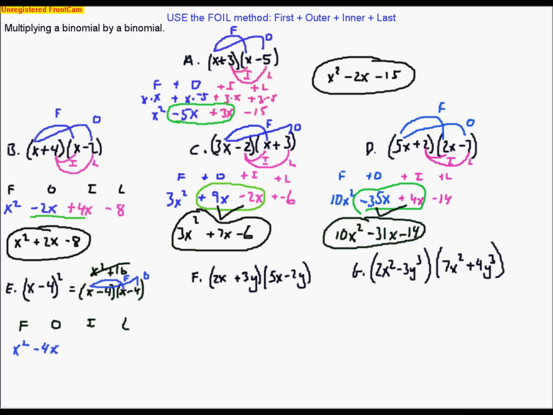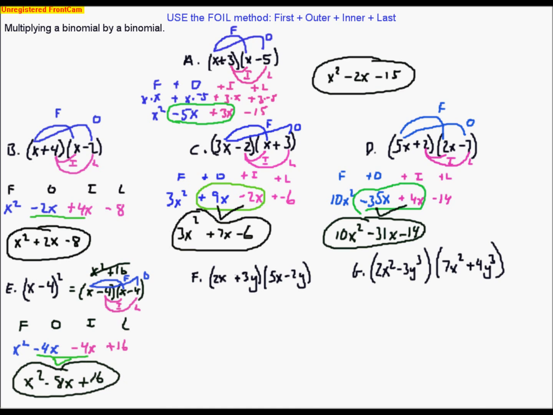Then we move on to the inside terms and multiply the negative 4 and the x. Makes another negative 4x. And then the negative 4 and the negative 4, those are our last terms. Watch the sign there. Makes a positive 16. So we're able to collect the outside and inside terms and get our answer. So we bring down that x squared, makes a negative 8x and a positive 16.